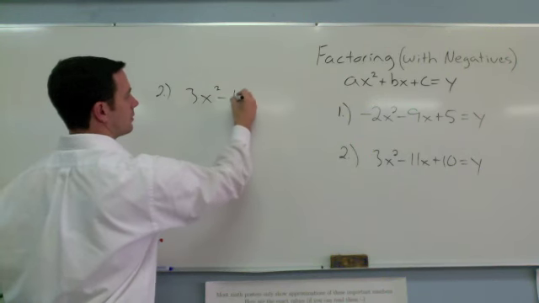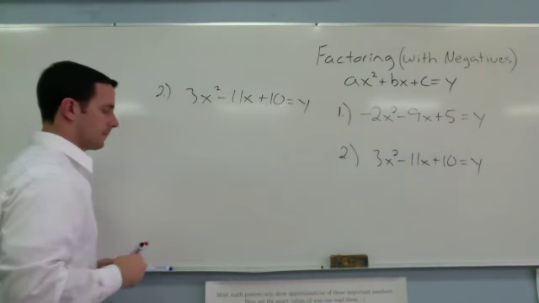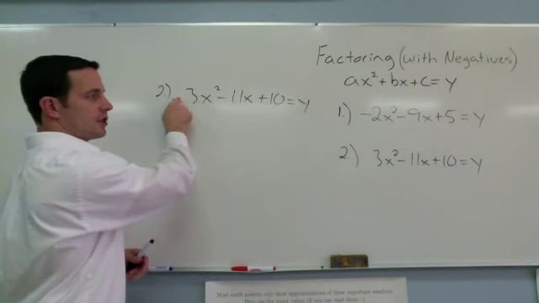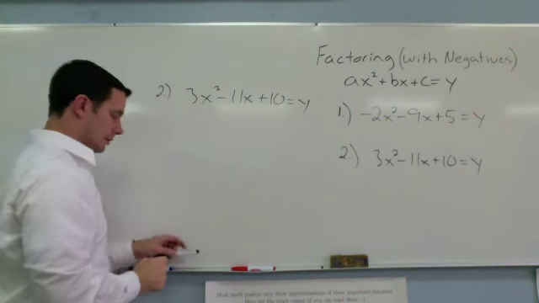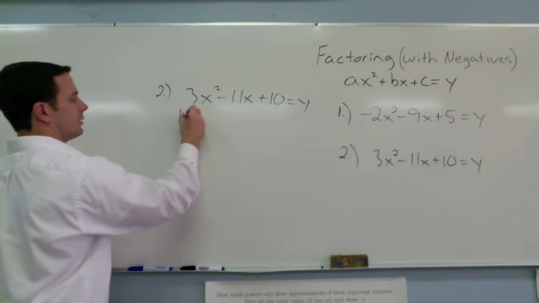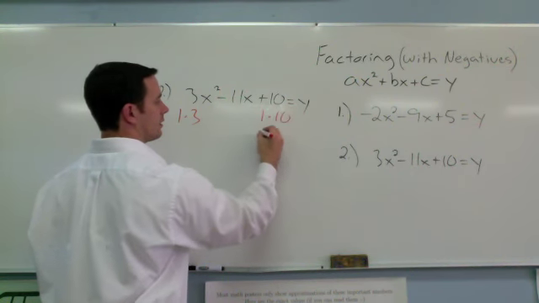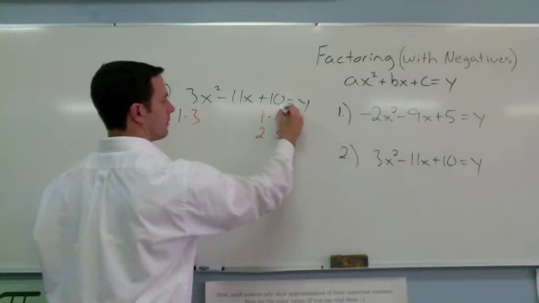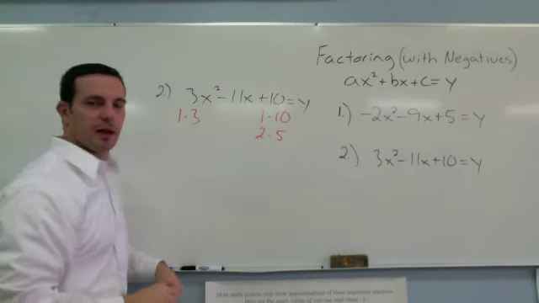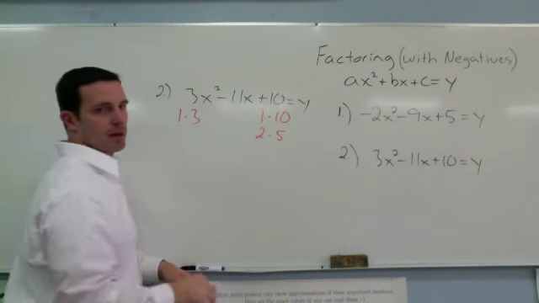3x squared minus 11x plus 10 equals y. For this one, I don't have a negative in the front, so I don't have to factor out a negative. So I can just go ahead and start listing my factors of my A. That's 1 times 3. And then my factors of C. 1 times 10, 2 times 5. Since there's a negative in my quadratic, I could either be adding or subtracting to get that number there.